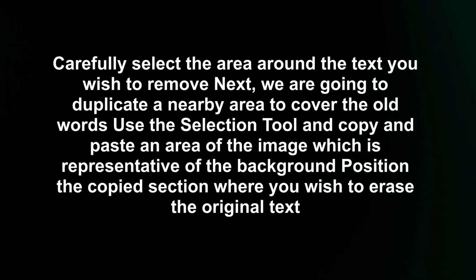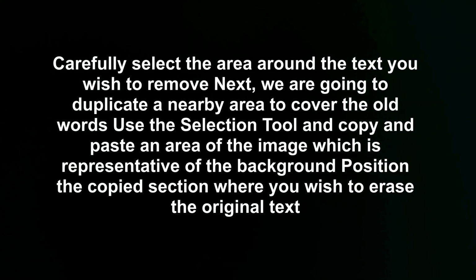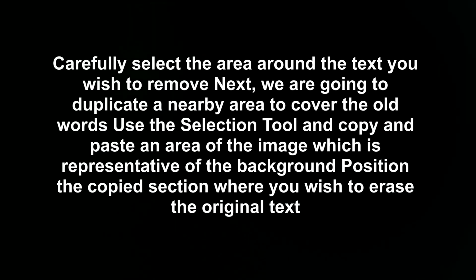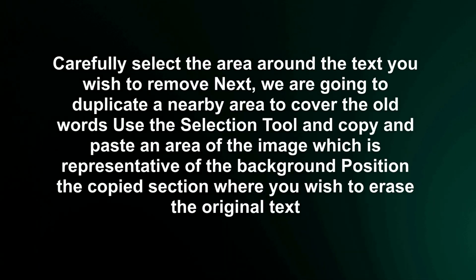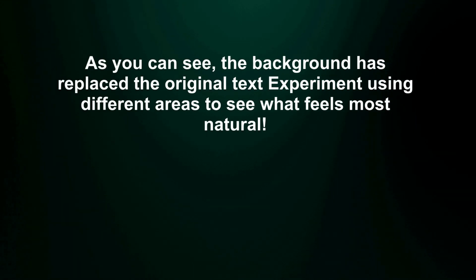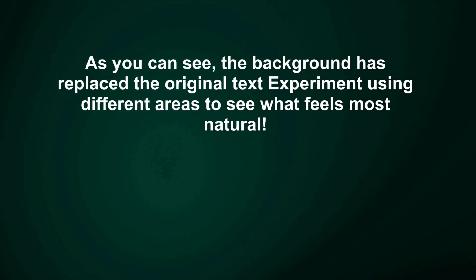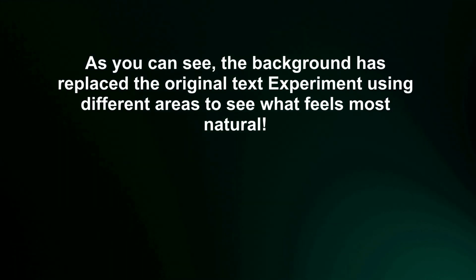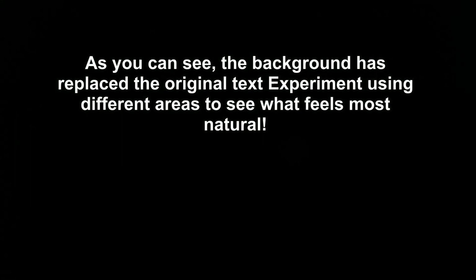Use the Selection tool and copy and paste an area of the image which is representative of the background. Position the copied section where you wish to erase the original text. As you can see, the background has replaced the original text. Experiment using different areas to see what feels most natural.